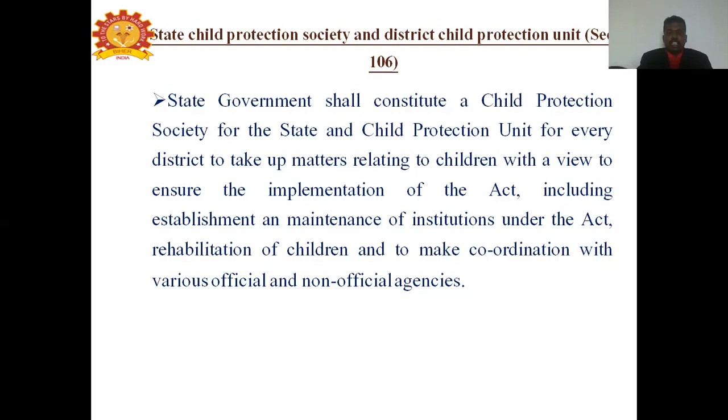Each state government shall constitute a child protection society. Each state should follow this. That's why the CWC, Child Welfare Committee, has all the responsibility, and the district child protection unit takes care of all the children. It's all working together and giving all the support to the government. So each state and each district is providing the best.